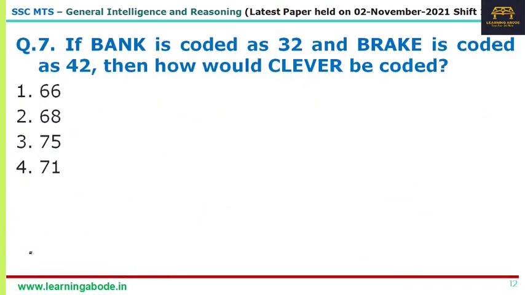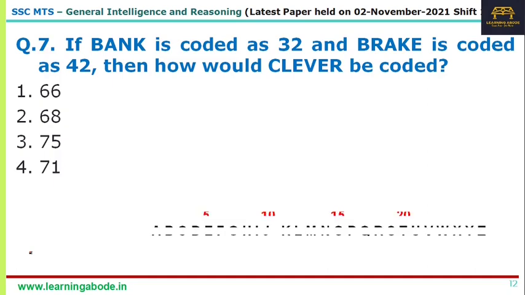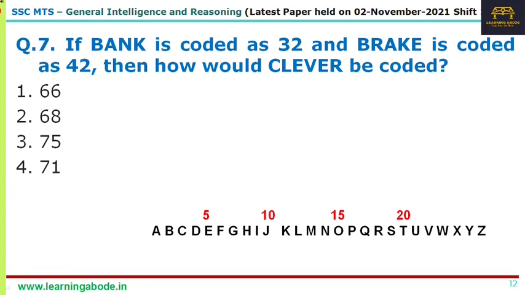Now question number 7, if bank is coded as 32 and break is coded as 42, then how would clever be coded? So I'll use the alphabet position reference for help here. In such questions, most often this could be based on the sum of the positions. So bank: B is the second alphabet, A is the first one, N is 14 and K is 11. If you sum it up, 2 plus 1 is 3, plus 14 is 17, plus 11 is 28, but what we have is 32, right? So 28, but it is 32 here.